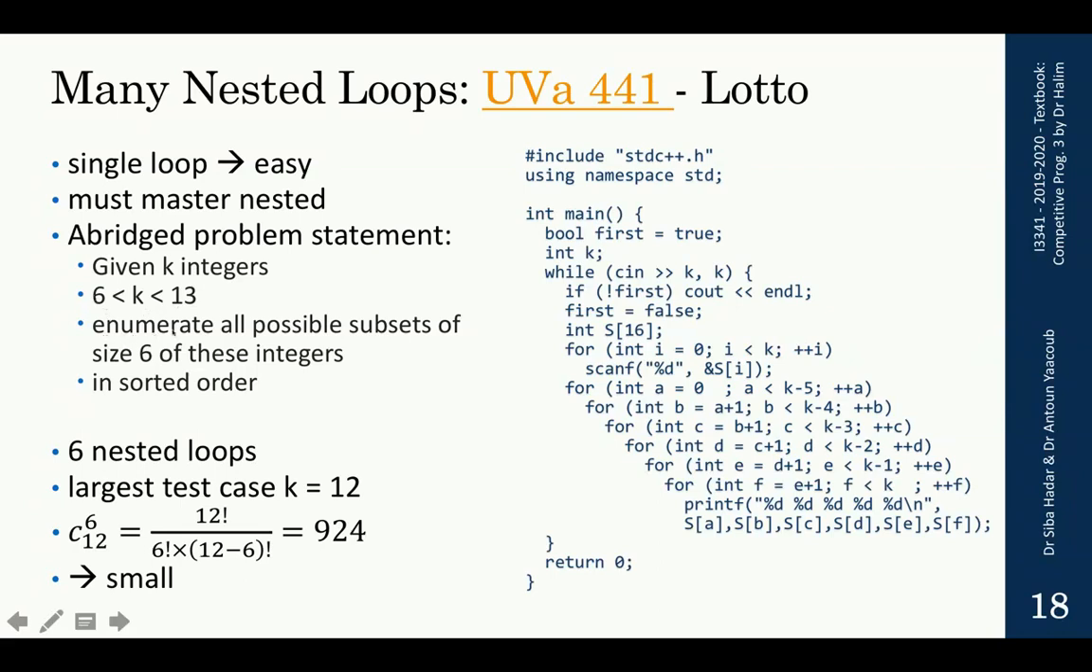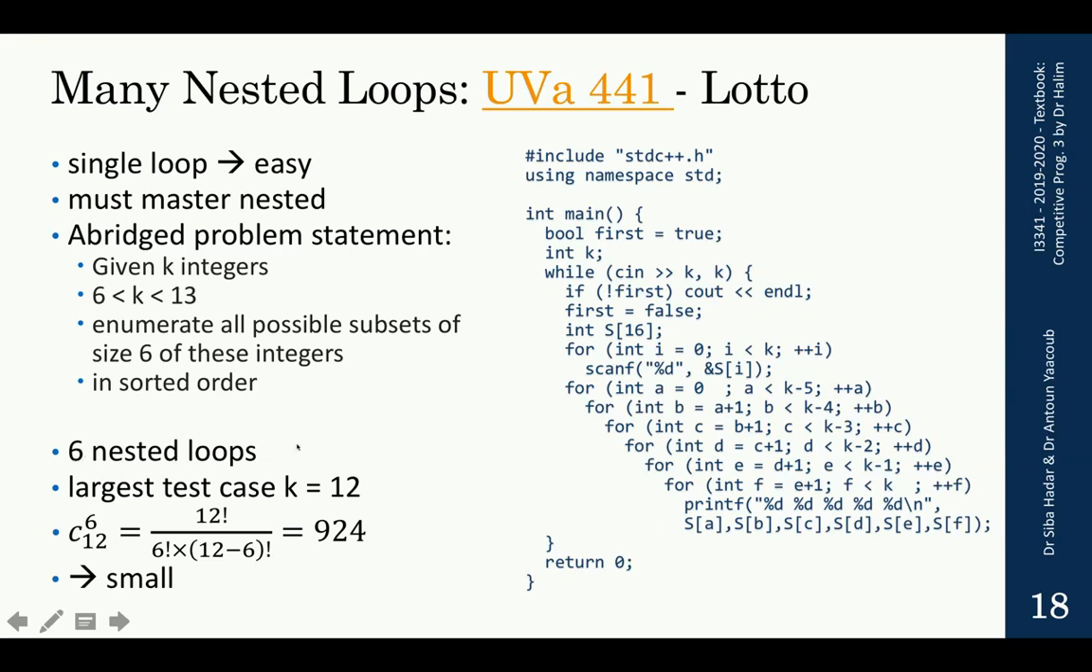You have to enumerate all possible subsets of size 6 of these integers among k integers, and the integers are not consecutive. So you have to list them in sorted order. So what shall I do? This is also a complete search problem, and I have to test my computational complexity.